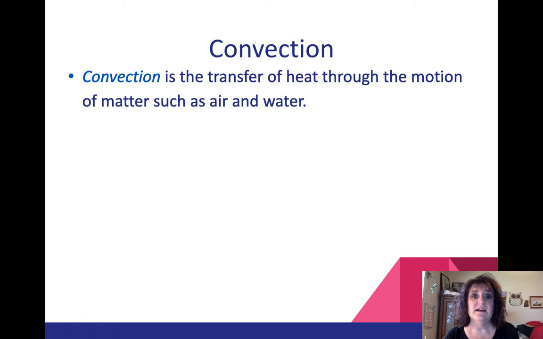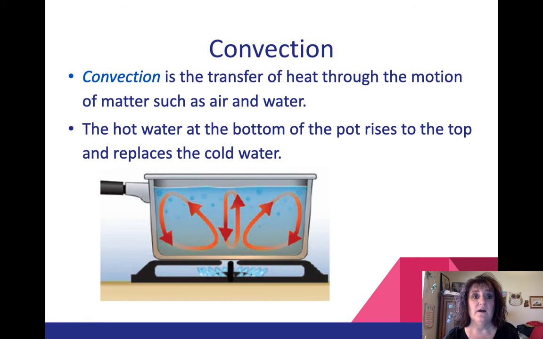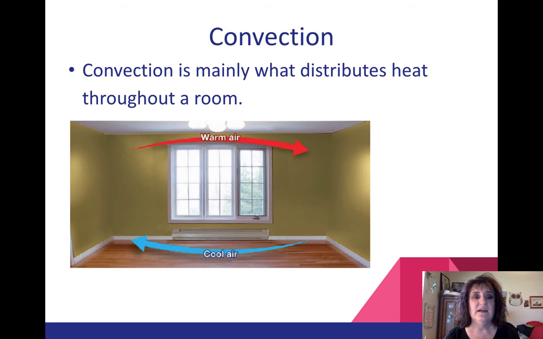Convection is the second kind. It's a transfer of heat through the motion of matter such as air and water. The hot water at the bottom of the pot rises to the top and replaces the cold water. That's what makes the water boil. It's convection. Convection is also what distributes heat throughout a room. Cold air sinks and warm air rises. This is why the top bunk is always hotter than the bottom bunk.